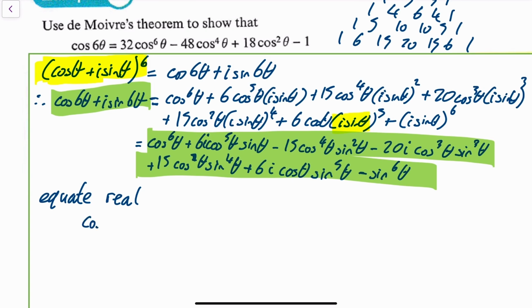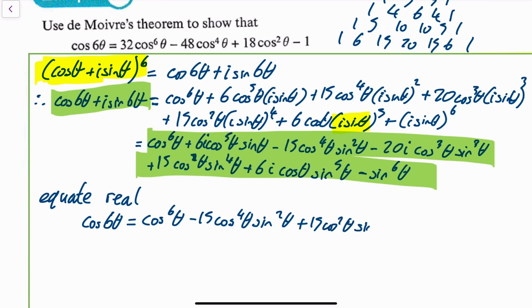So cos of 6 theta then is equal to, out of this bigger bit of the green bit here, we're just taking all the bits which have no i part at all. So they're completely real. So cos to the power of 6 theta, we had minus 15 cos to the power of 4 theta sine squared theta, and then we had 15 cos squared theta sine to the power of 4 theta, and then minus sine to the power of 6 theta.